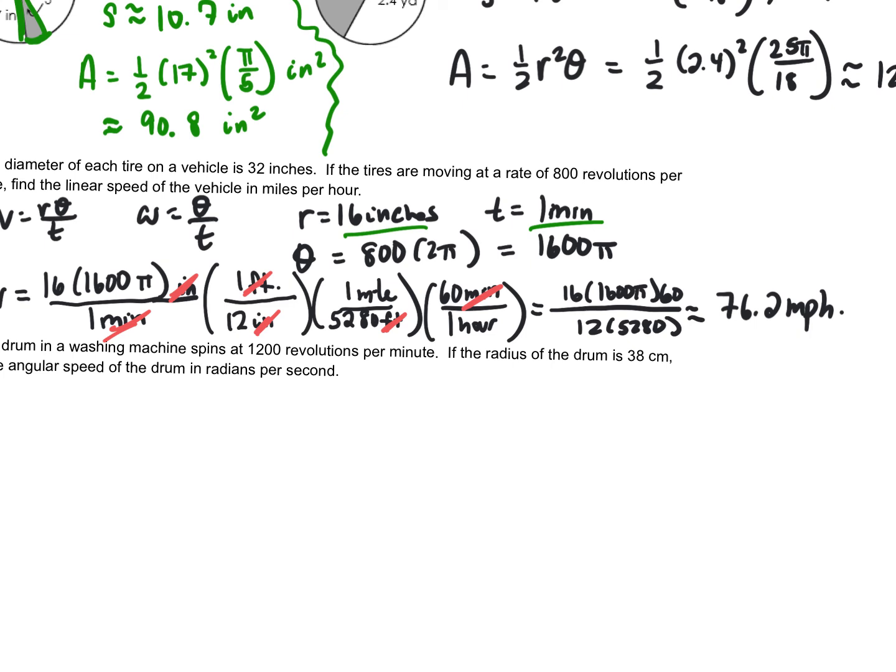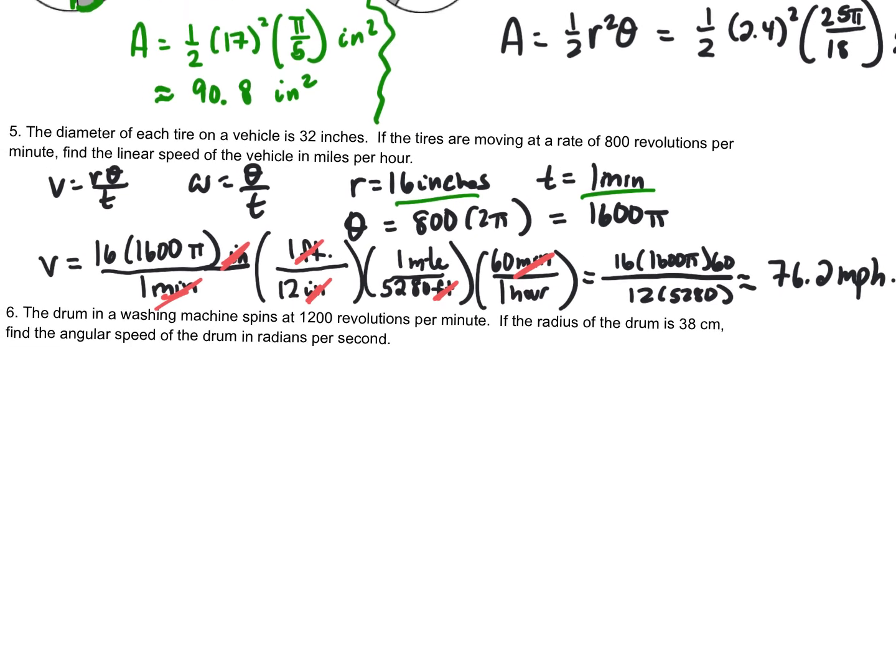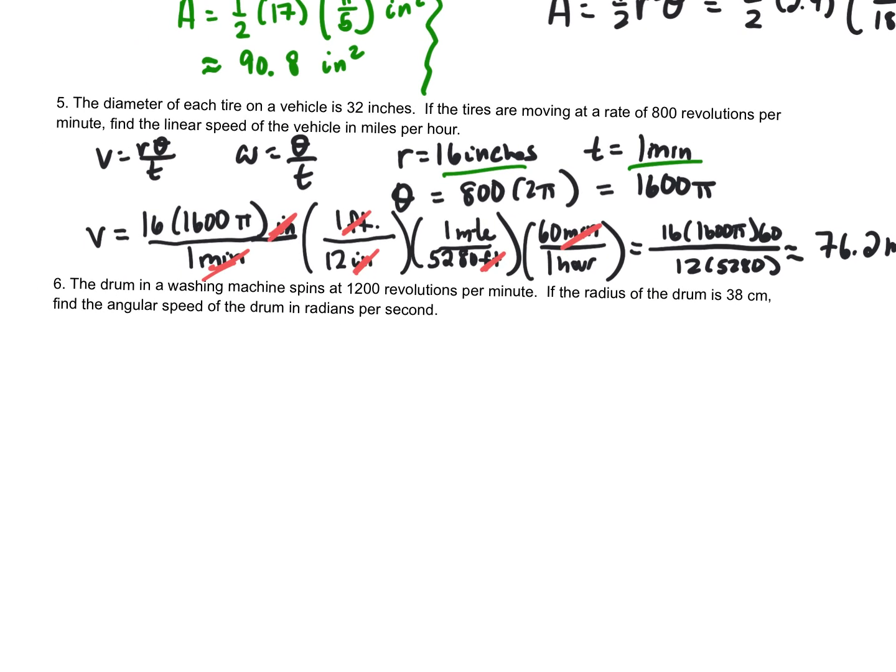Okay, finally we're going to do one on angular speed. So the angular speed example says the drum in a washing machine spins at 1200 revolutions per minute. If the radius of the drum is 38 centimeters, find the angular speed of the drum in radians per second. Now, ironically, since angular speed is theta over t, we really don't care what the radius is. It's kind of extra information in this case.